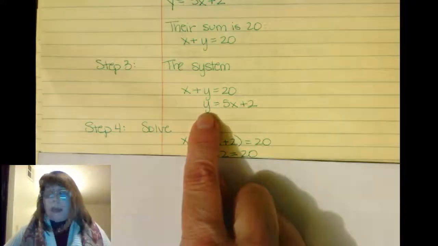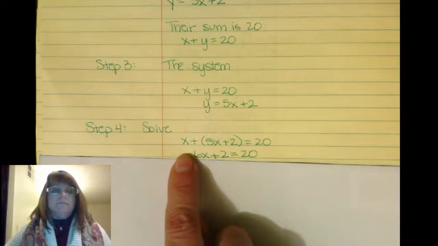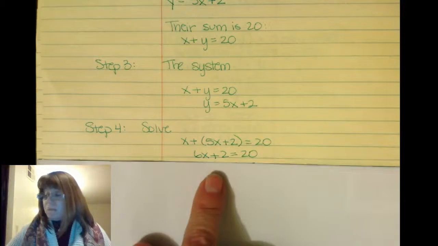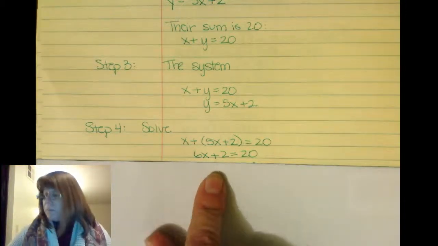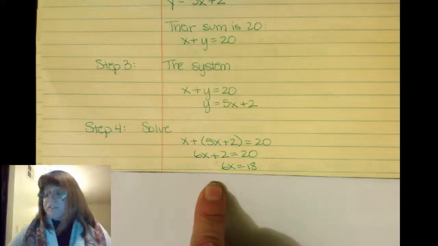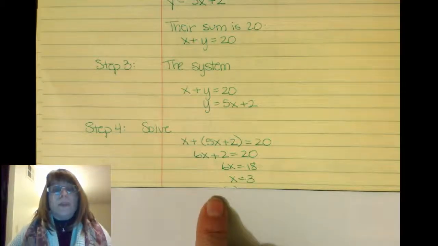So wherever I say y, I'm going to plug in 5x plus 2. That gives me x plus 5x plus 2 equals 20. Combine like terms, I have 6x plus 2 equals 20. Subtract 2 from both sides, leaving me 6x equals 18. Divide each side by 6. That gives me x equals 3.